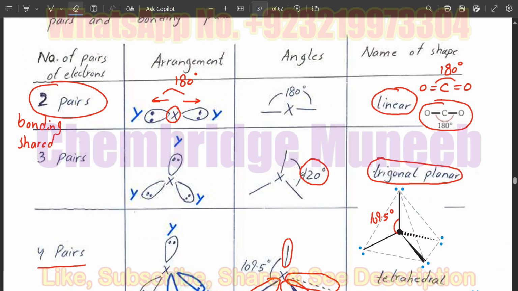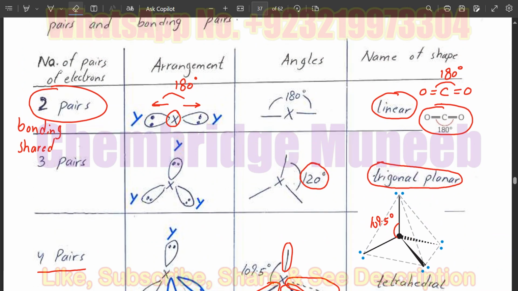Now we consider the other type. The other type has 3 bonding pairs. Definitely the bonding pairs are repelling each other. So these 3 bonding pairs are repelling each other and they are positioned at 3 corners. You can consider them as the 3 corners of a triangle. So as a result, the angle between them will become 120 degrees.